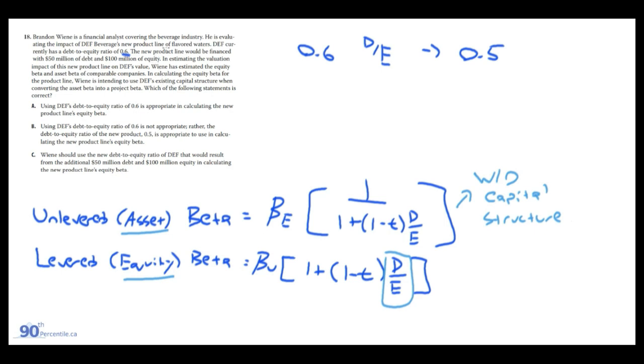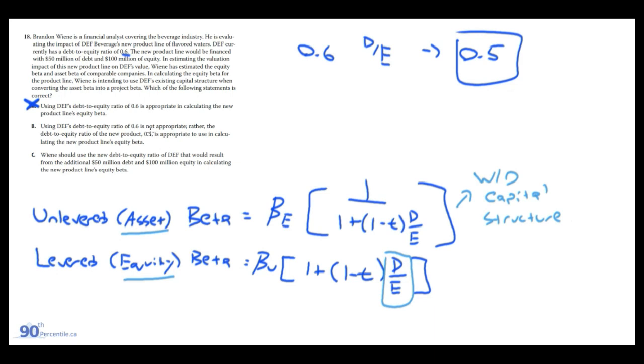So not really, right? Their existing capital structure. Okay, so they're doing an equity beta just for the product line. So it doesn't really make sense to use the current debt to equity ratio of 0.6, because this new product line is going to be financed with the 0.5 that we just talked about. So this one's going to be incorrect. So you would adjust it using this 0.5.